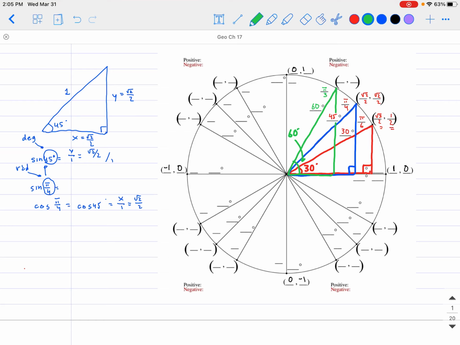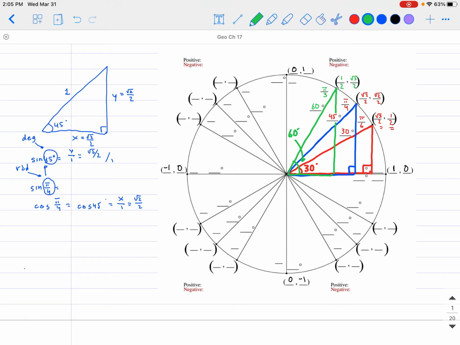The values over there, according to my 30, 60, 90 triangles, the x is going to be 1/2. And then the y value is going to be root 3 over 2. Okay, and then we're done. All right, so there it is. That's going to be my first quarter of the unit circle.